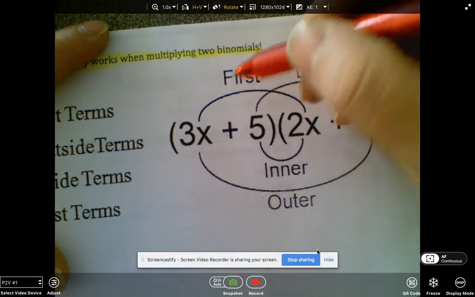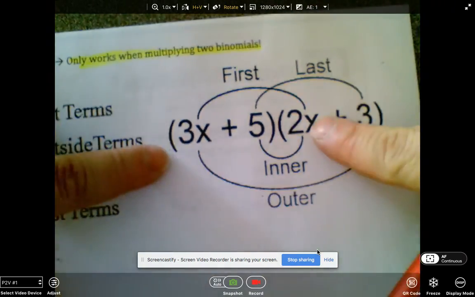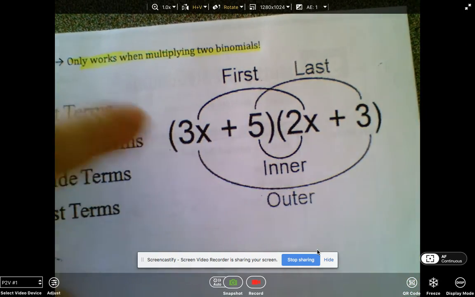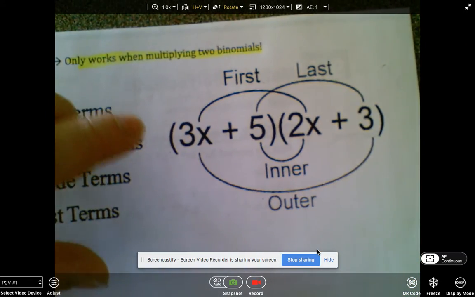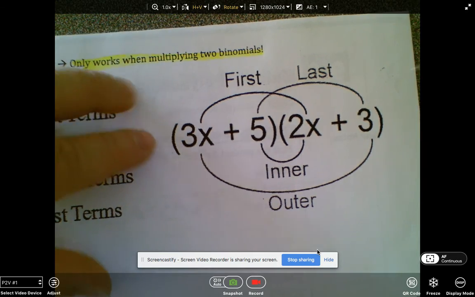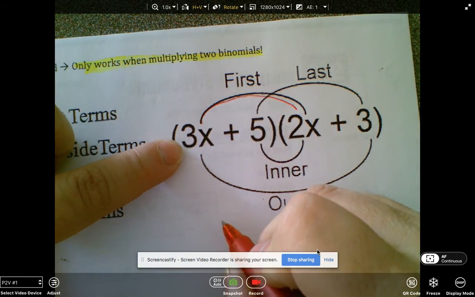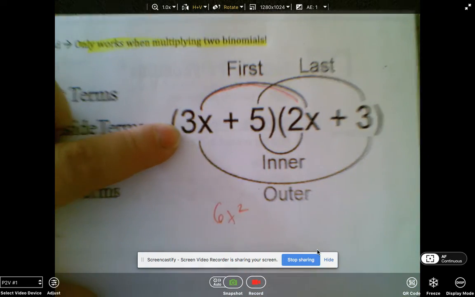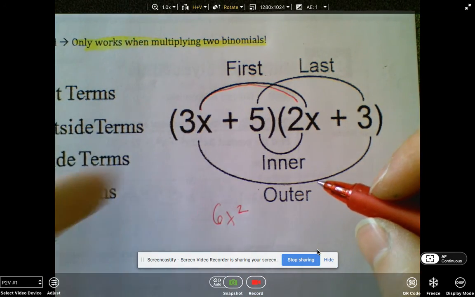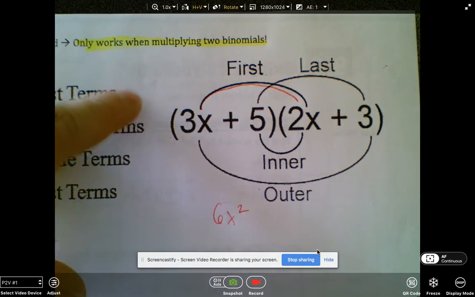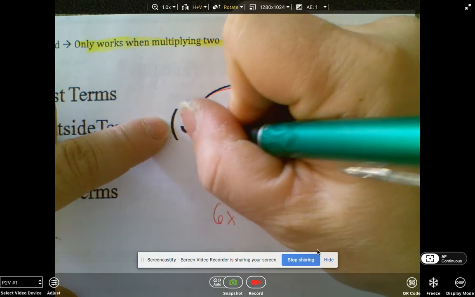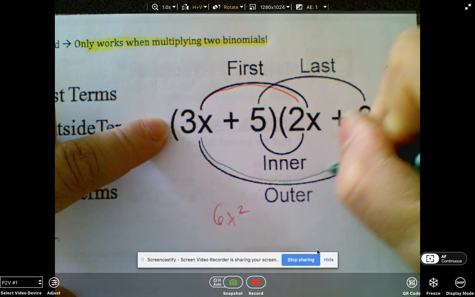So anyways, we're going to do our first. So basically the first term. So I'll highlight it. I'll do it color-coded here a little bit. So we'll start here for this first. That would be 6x squared. And then outers, I'll do here in green, would be the outer terms here.